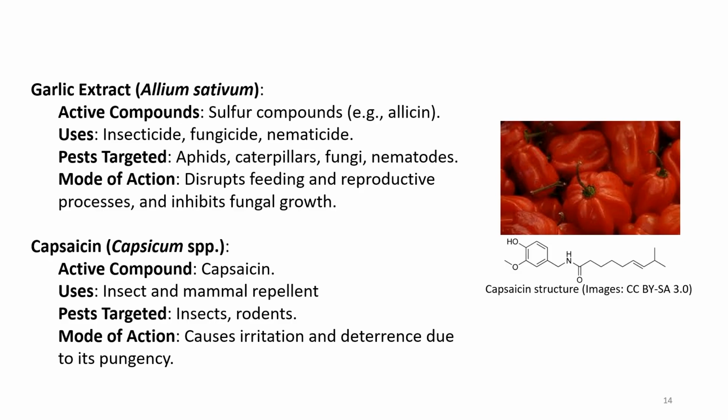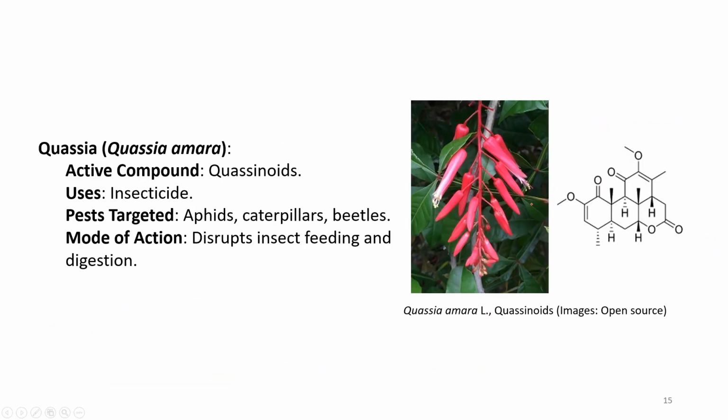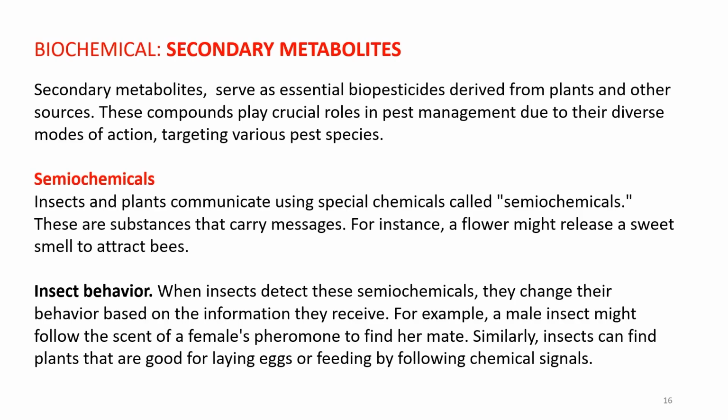Then we have capsaicin, which is obtained from chili. They are used as insect and mammal repellents, and they target insects and rodents. They cause irritation and deterrence due to the pungency. Then we have quassia, which produces quassinoids, and they are used as insecticides against aphids, caterpillars, beetles. They disrupt the insect feeding and the digestion.